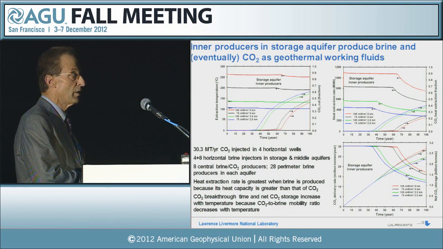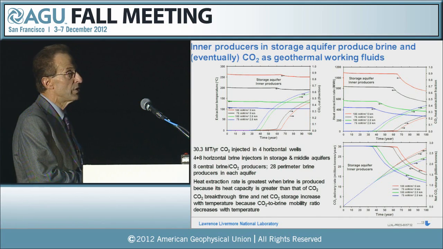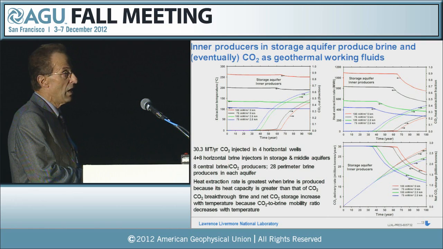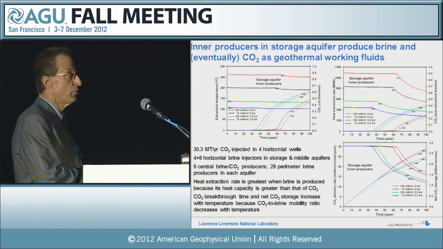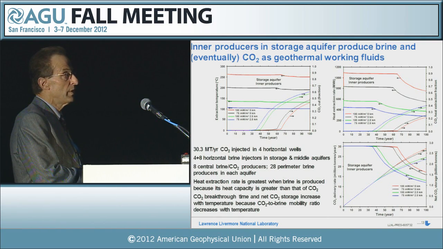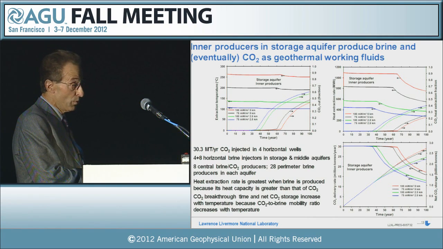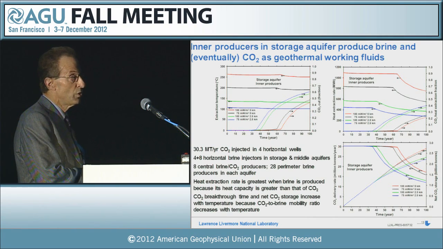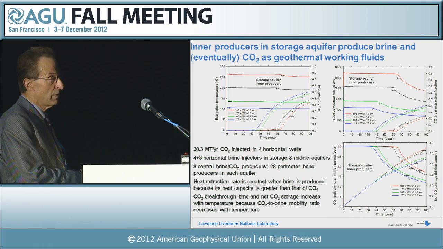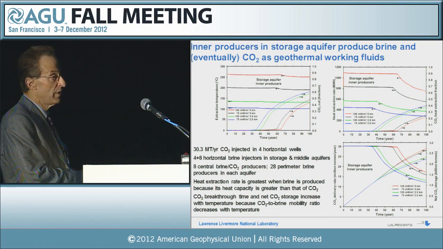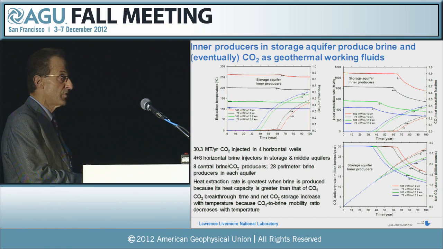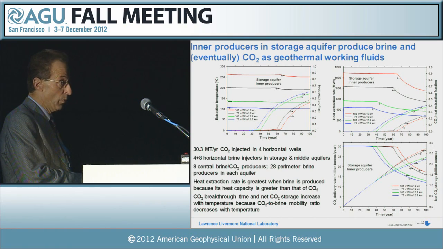So this is showing the temperature and heat extraction conditions at the 8 inner injectors, producers rather. And what we find is that the breakthrough time for the CO2 increases with increasing temperature because the mobility ratio between CO2 and water actually decreases with temperature. The viscosity of water increases more with temperature than does that of supercritical CO2. So what we find is that the colder locations see CO2 at the production wells earlier than the hotter cases.